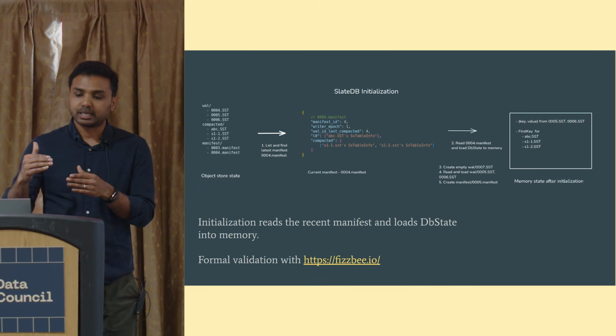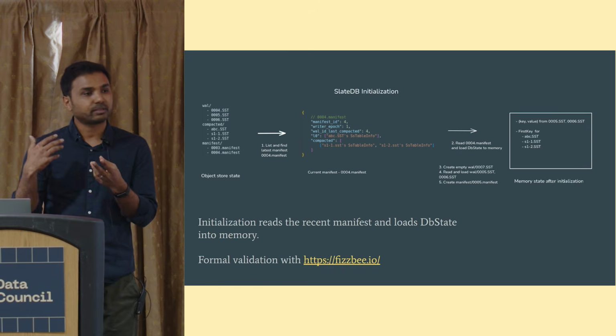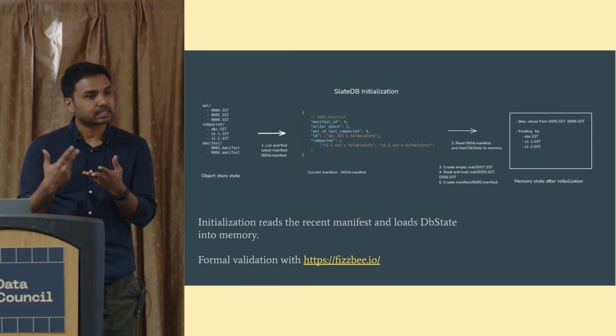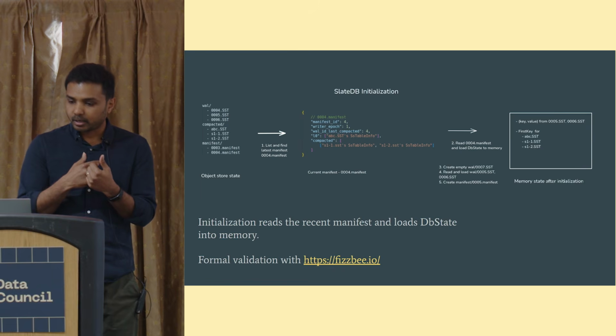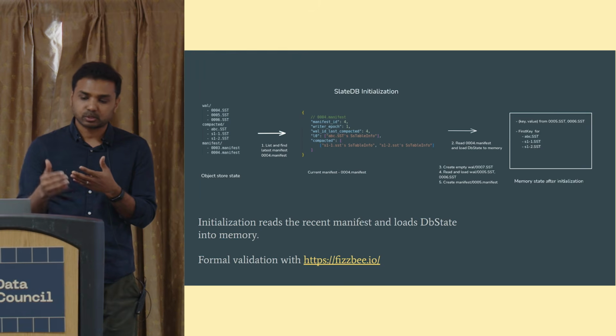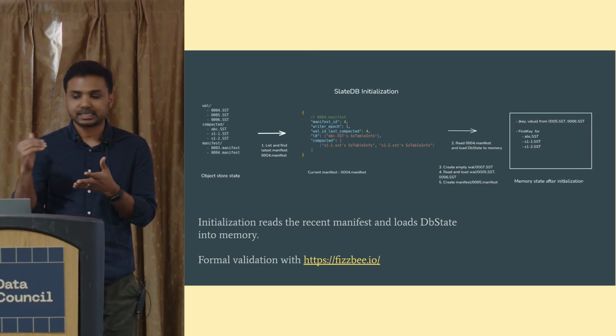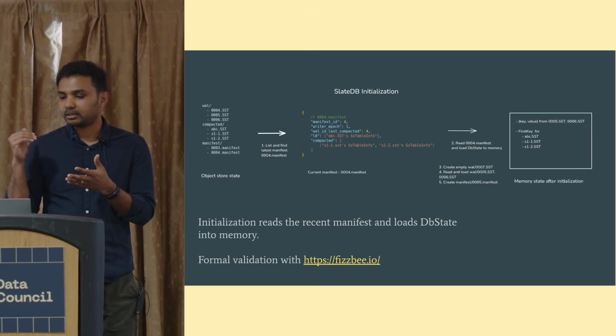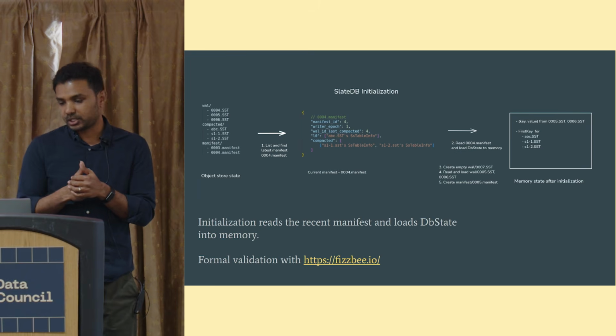And then it's going to list the WAL folder. It's going to find 3 files, 4, 5, and 6.sst. We see here WAL ID last compacted is 4, so that is not part of the database. So it's going to only load 5 and 6. And the key value from that is going to be stored in memory. So that is initialization.